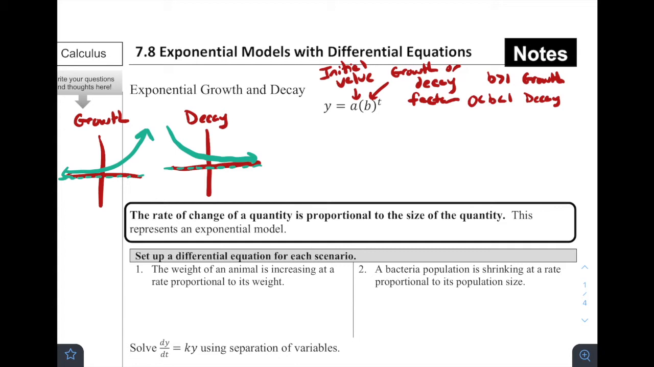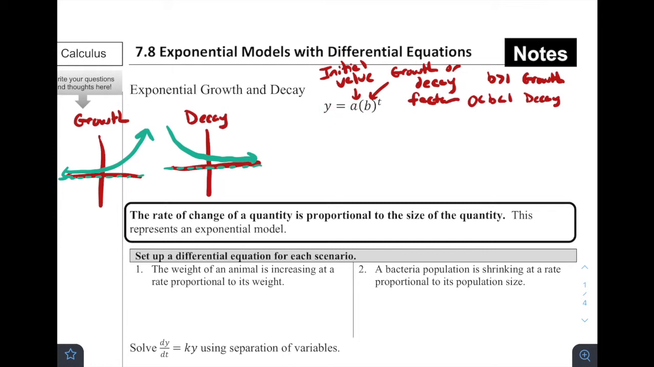Like virus growth is exponential frequently, so very relevant over these last couple of years that we've had. But let's take a look at this y is equal to a times b to the t. I want to see if we can find some things that are true of these types of equations.